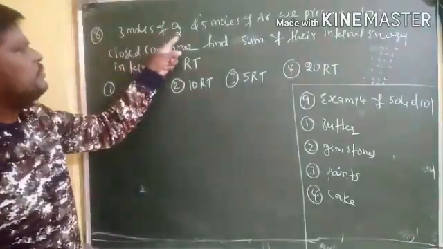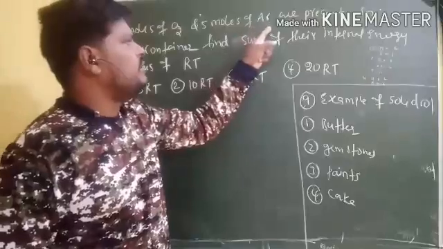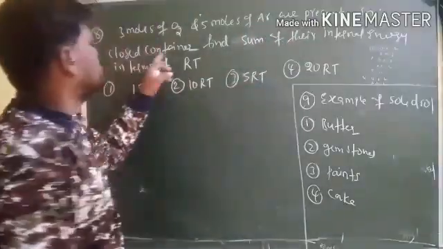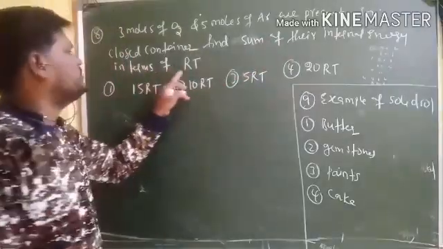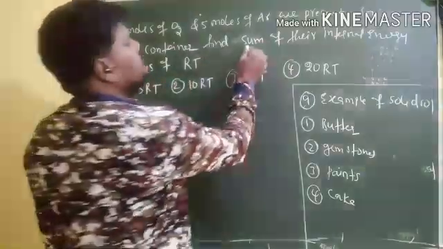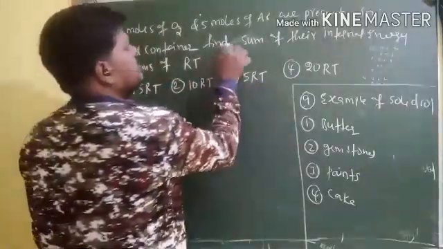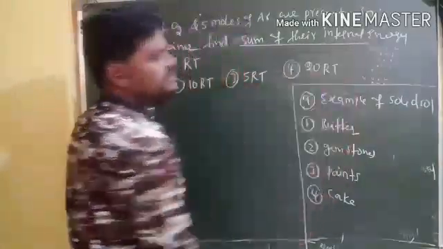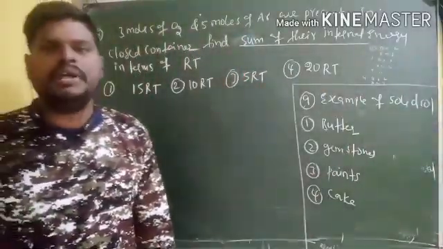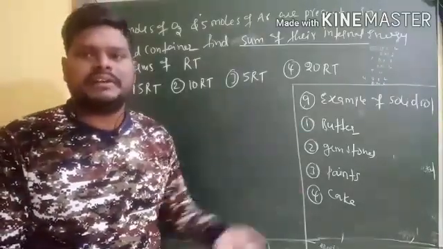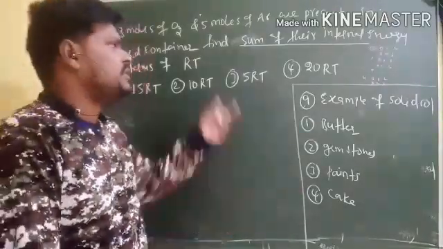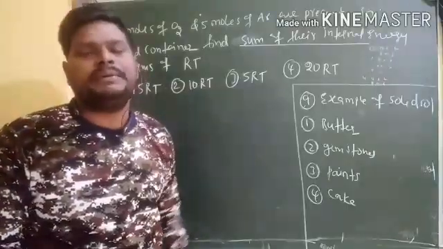3 moles of O2 and 5 moles of argon are present in a closed container. Find the sum of their internal energy in terms of RT. So we are going to find the sum of their internal energy. Internal energy is not possible to calculate directly. According to the question, we need to find it here.